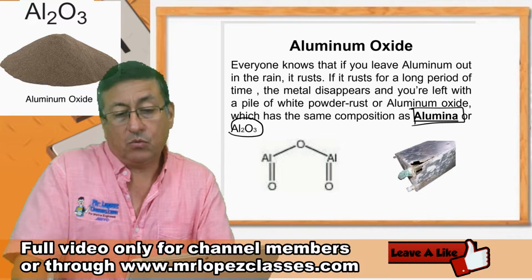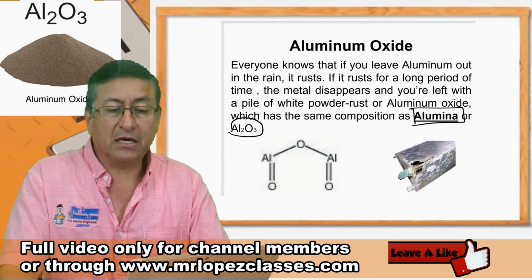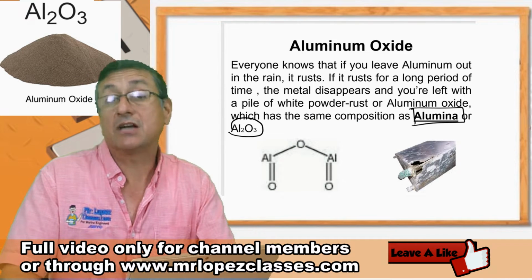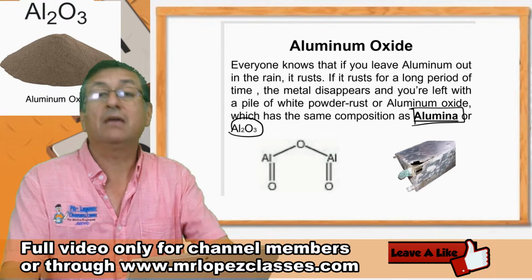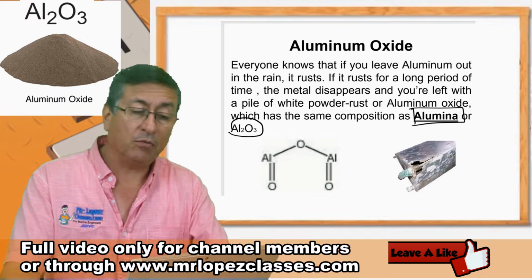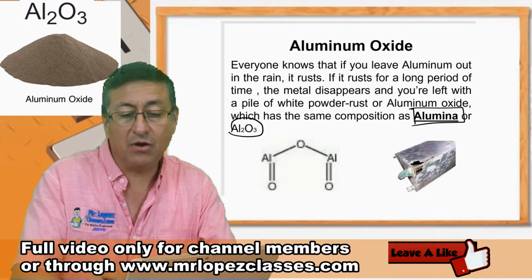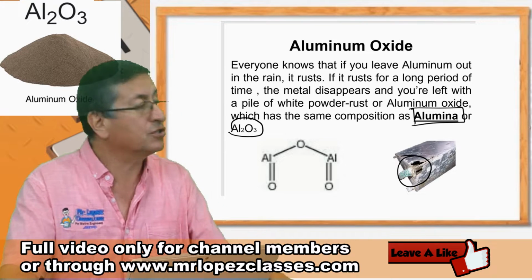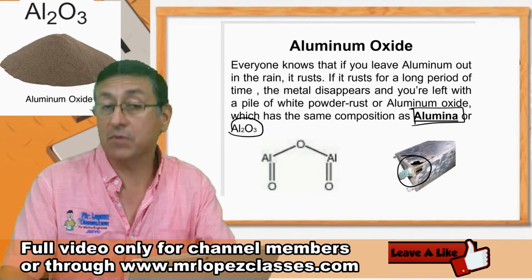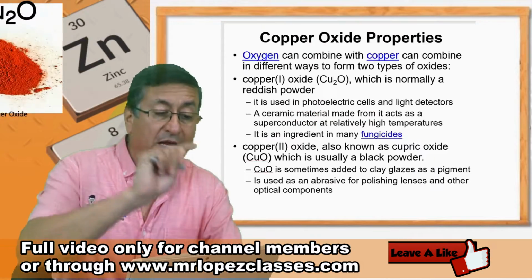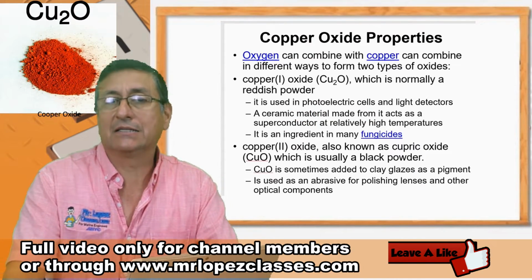Everyone knows that if you leave aluminum out in the rain, it rots. If the aluminum rots for a long period of time, it's corroded, and at the end of the day, you have holes, you have destruction of the metal like this. Remember that corrosion is the accumulation of oxidation. And now we are going to check the copper oxide.